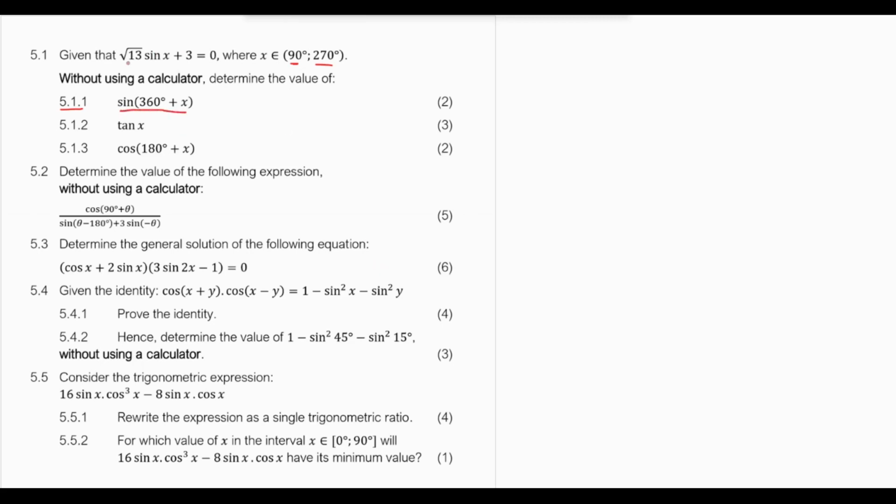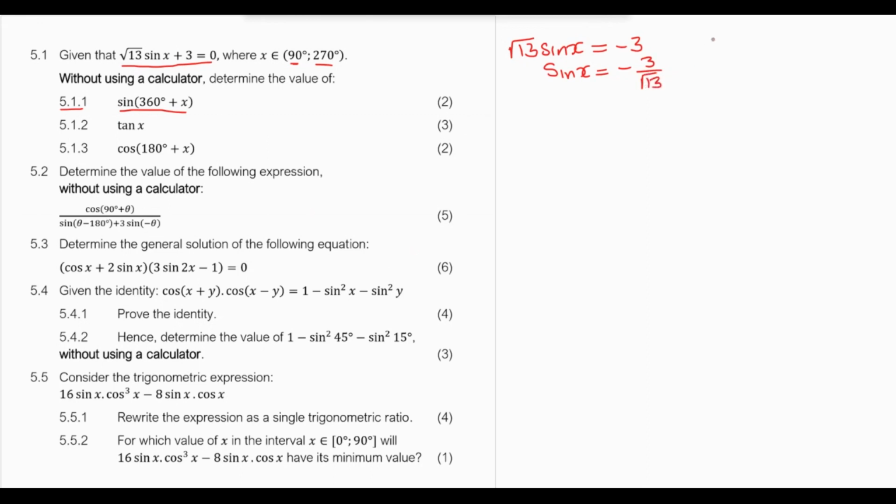Right. So from this information here, we have to isolate the trigonometric ratio. So we have to subtract 3 from both sides of the equation. So it's going to be square root of 13 sine x is equal to negative 3, right? And then we divide by square root of 13 on both sides of the equation. So sine x is equal to negative 3 over square root of 13.